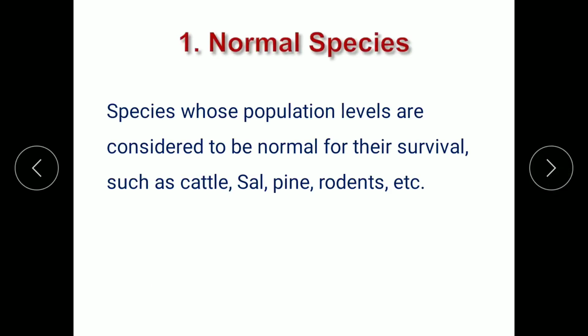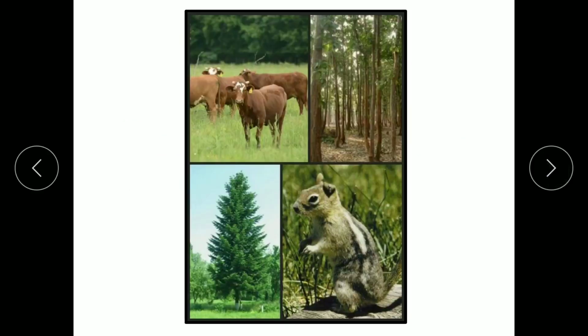Here you see the normal species. Their populations are not that depleted. They are still considered normal. Their survival has no problem. For example, the cattle population, sal, pine and rodents come under the normal category. These are the pictures of the cattle, the pine forest and the rodent.